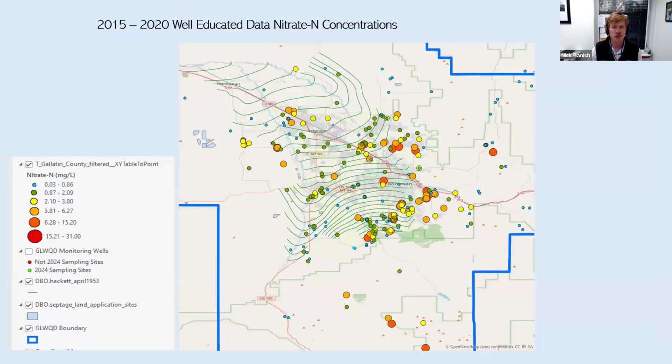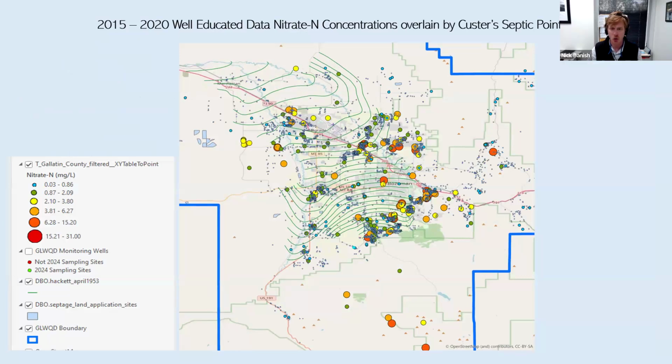If we look at this map of well nitrate data spanning the period of 2015 to 2020, we can see the spatial distribution and magnitude of nitrate in the groundwater. So just pay a little bit of attention to the clustering of these points, because I'm going to flip the map and show you briefly how they may align with old septic systems. So I'm going to toggle back and forth.